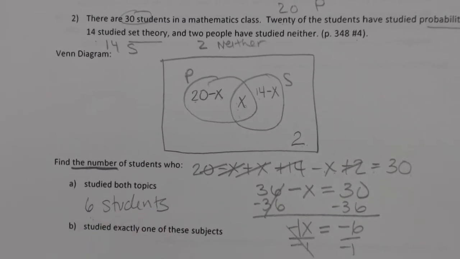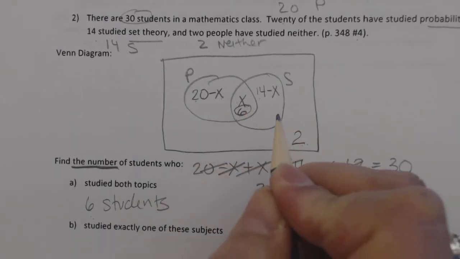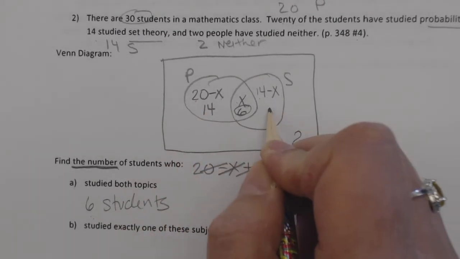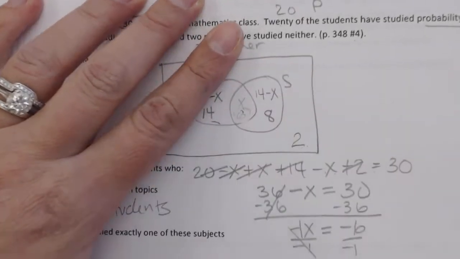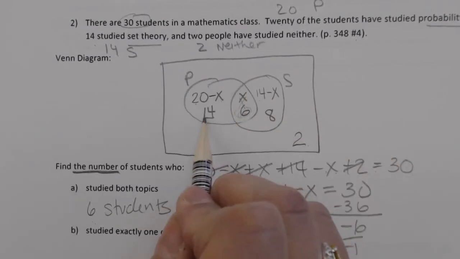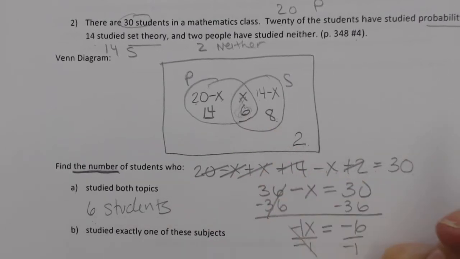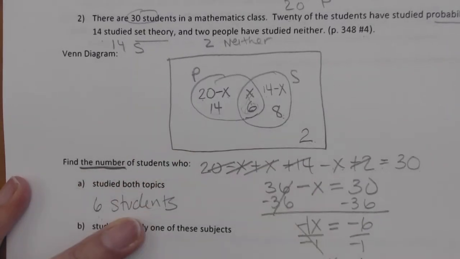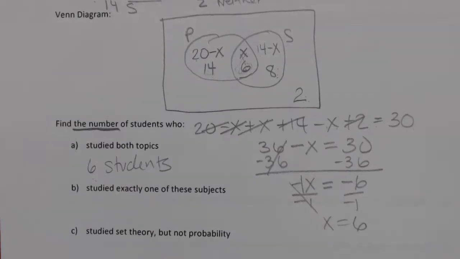So now that I have my 6 students, I can go back and fill my diagram in. So we know this right here is going to be 6. 20 minus 6 is going to give us 14. And 14 minus 6 is going to give us 8. Let me erase this a little bit. So this was X, but now X is 6. So we know 14 students just took probability, 6 students took both, 8 students just took set theory, and 2 took neither. And if you wanted to check to make sure that this added up to 30, you would just add each of these little pieces, and they do.